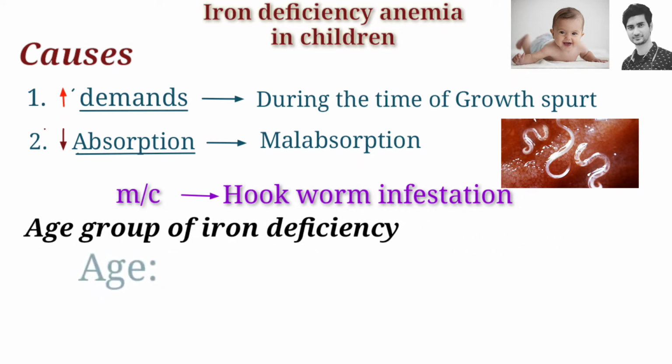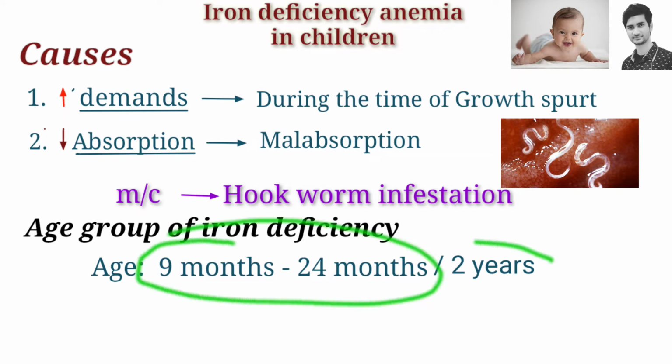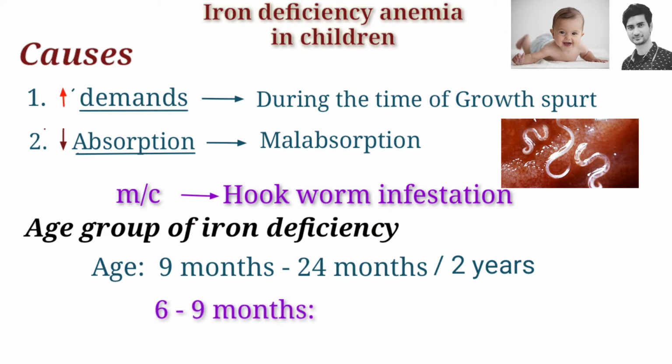The typical age group is from 9 months to 24 months or 2 years. One of the common reasons why this occurs in this age group is because of growth spurt and demand during this period. Another is puberty, but the most common age group is 9 to 24 months. Another question is, why is before 9 months not so common? Because the iron stores which are derived from the mother in the fetal life protect the baby from iron deficiency from 6 to 9 months.